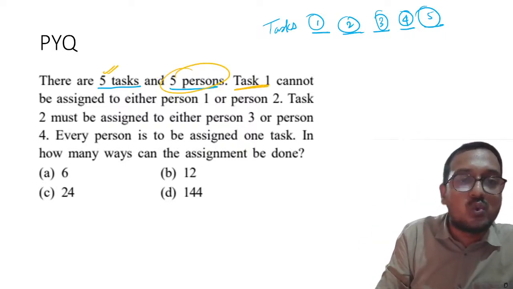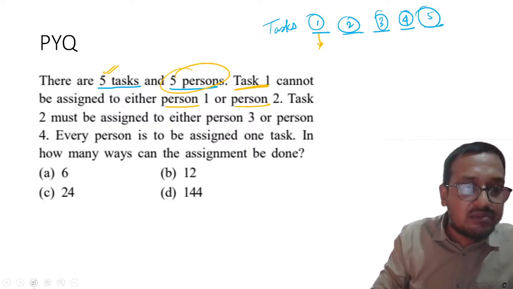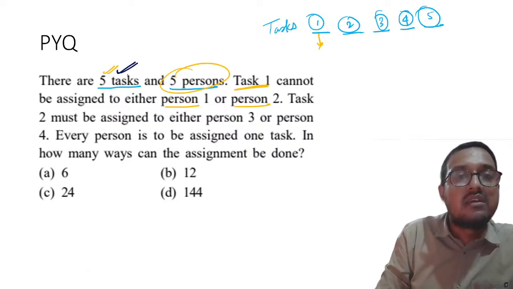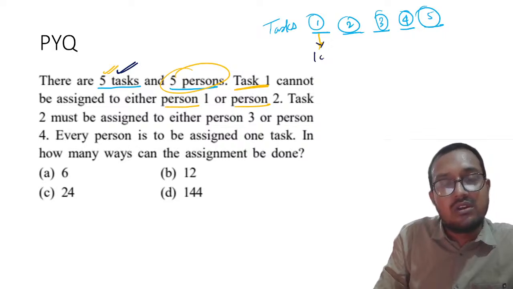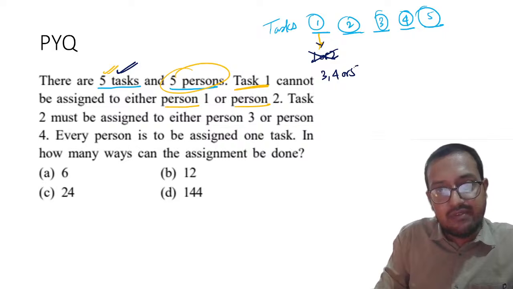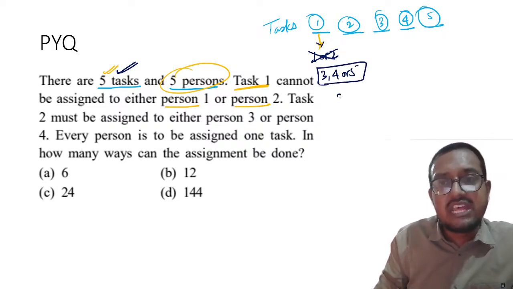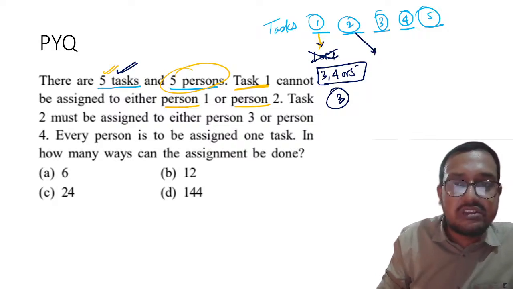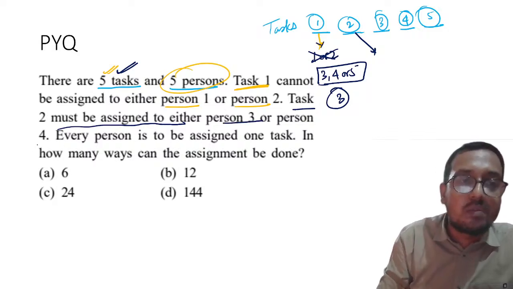Task 1 cannot go to either person 1 or 2. So how many contenders are there for task 1? My dear students, in total how many people are there? 5 tasks, 5 persons. So obviously it cannot go to 1 or 2. So it can go to 3, 4 or 5. Understood? 3, 4 or 5. So obviously there are 3 possibilities, right? And what is the next constraint? Task 2 must be assigned to either person 3 or person 4.